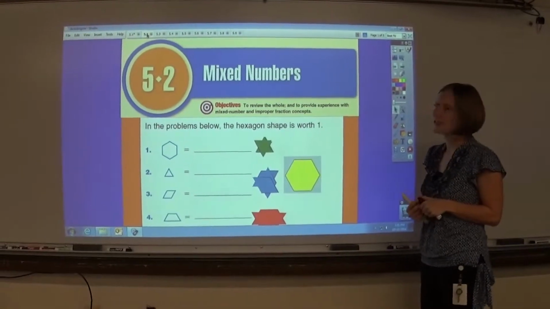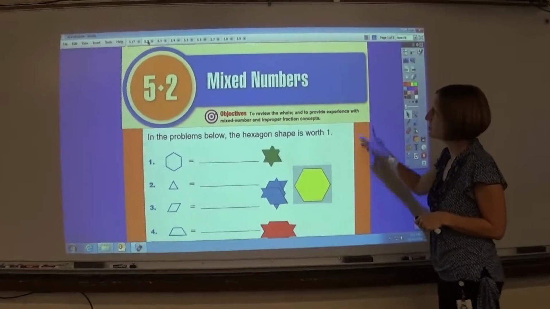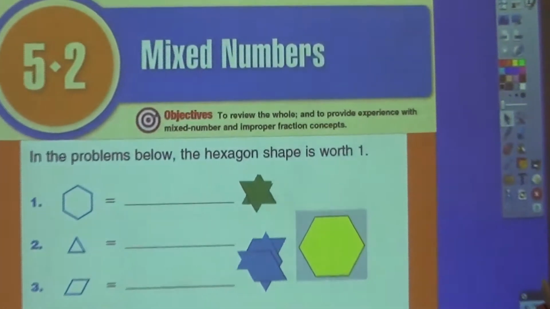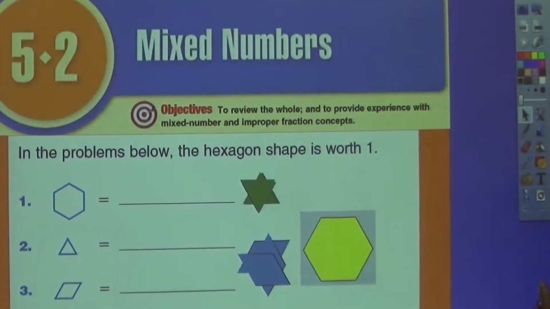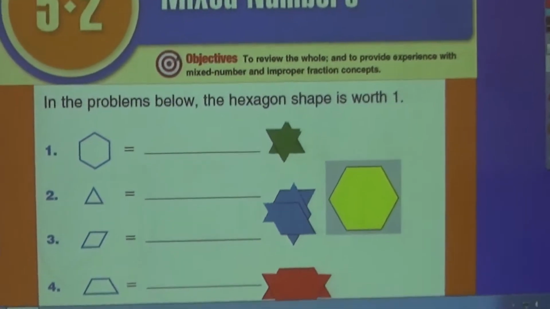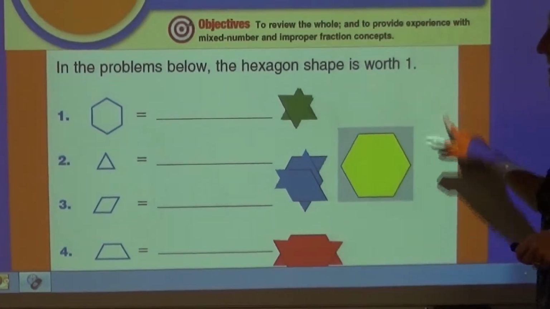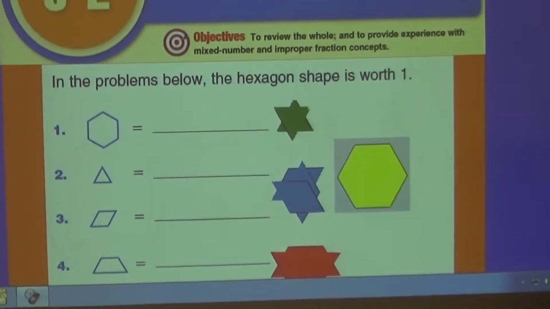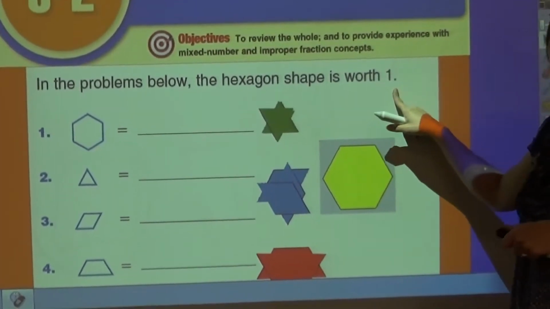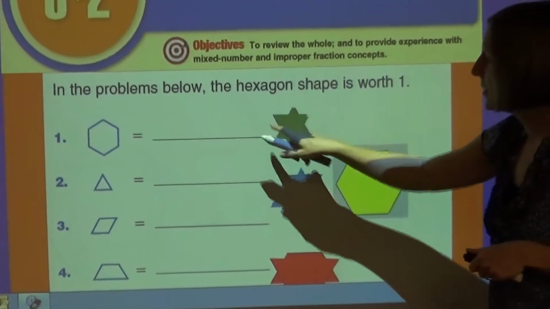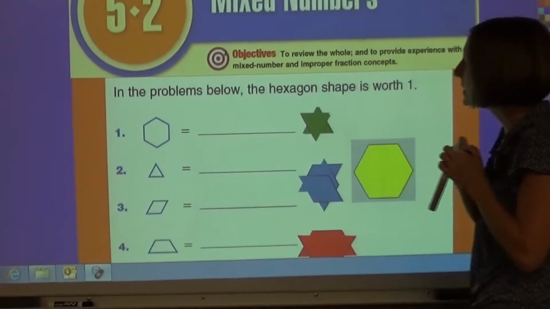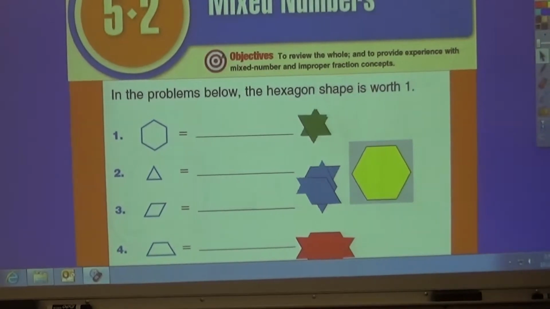Lesson 5.2 is about mixed numbers. Our objective is to review the whole and then provide experience with mixed number and improper fractions. So we're going to look at some of our pattern blocks, and a hexagon is going to be worth 1. So we want to find out how we would write this as either a mixed number or a fraction.